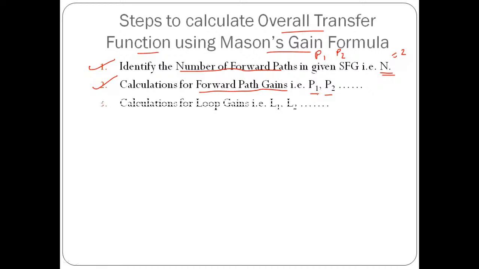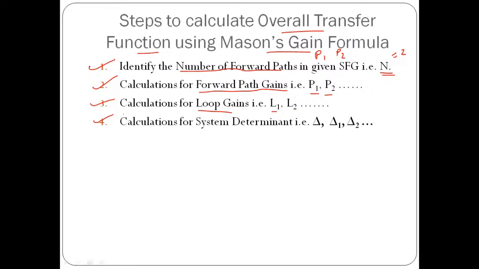Then in step number 3, we need to identify how many loops there are, and we need to calculate their corresponding gains, which are indicated by symbols L1, L2, and so on. Why do we need to identify how many loops there are and calculate their gains? Because we need to calculate the value of the system determinant, maybe delta or delta 1, delta 2, and so on. Then in step number 4, we need to calculate the system determinant, delta corresponding to the overall system, followed by delta 1, delta 2 corresponding to the first forward path, second forward path, and so on.